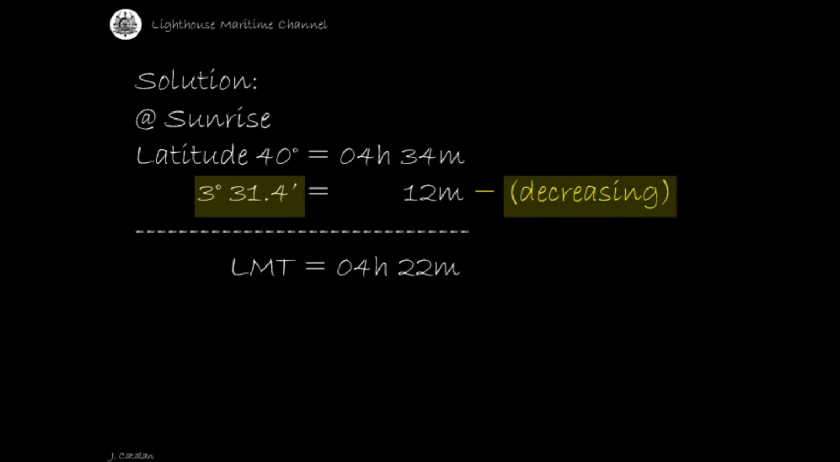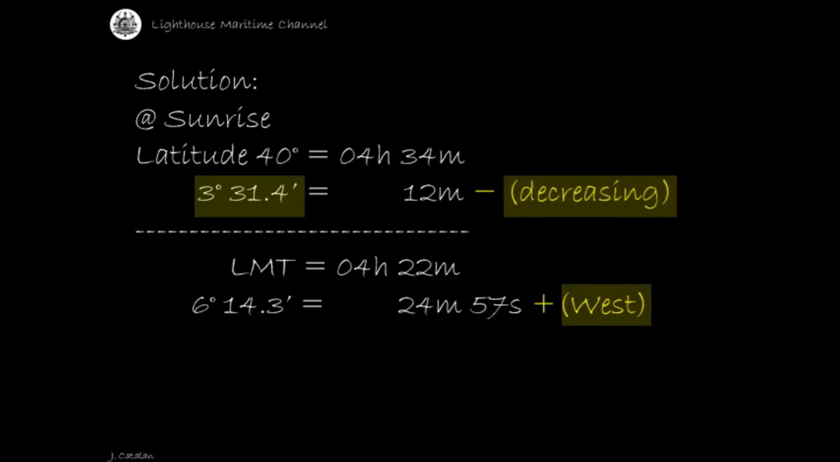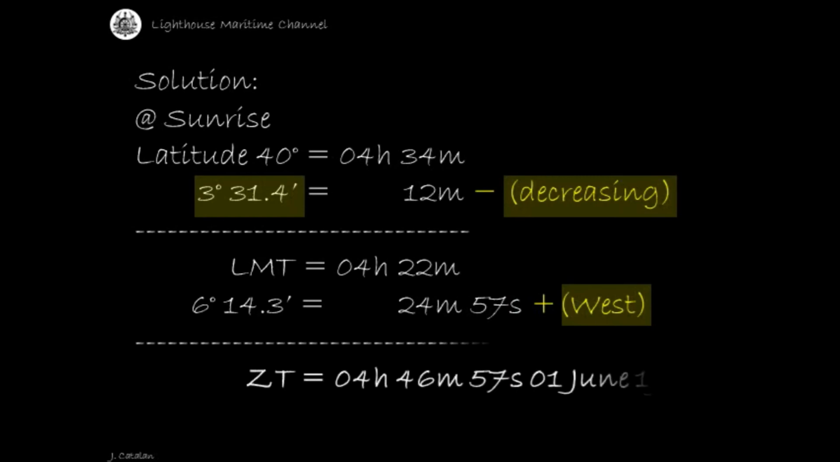Add the time value of 6 degrees and 14.3 minutes, which is equal to 24 minutes and 57 seconds. Why do we add? It is because the given longitude is in the west. In solving time, all west longitude must be added, unless it passed the GMT. The ZT is now equal to 04 hours, 46 minutes, and 57 seconds, dated June 1, 1992.